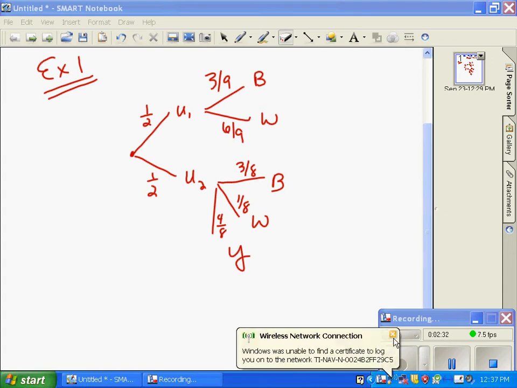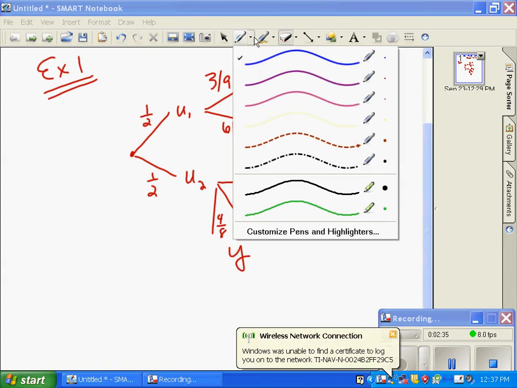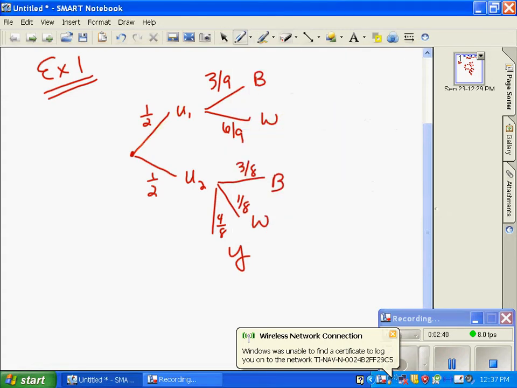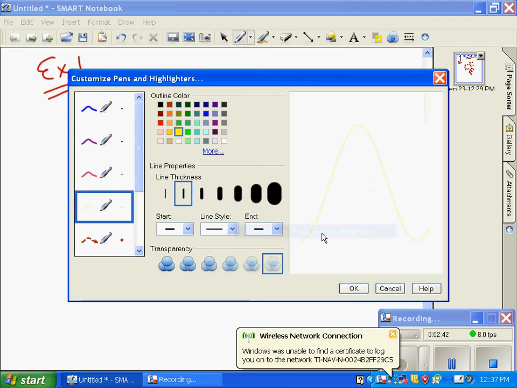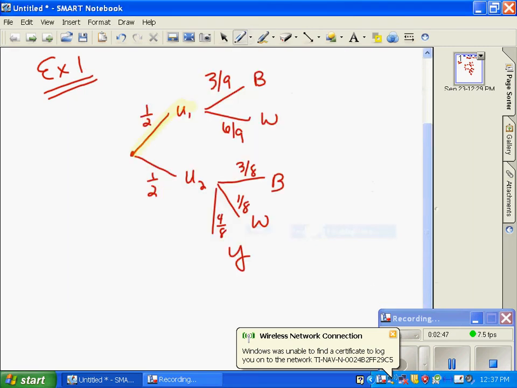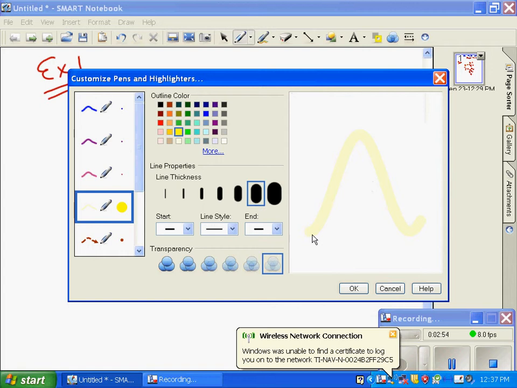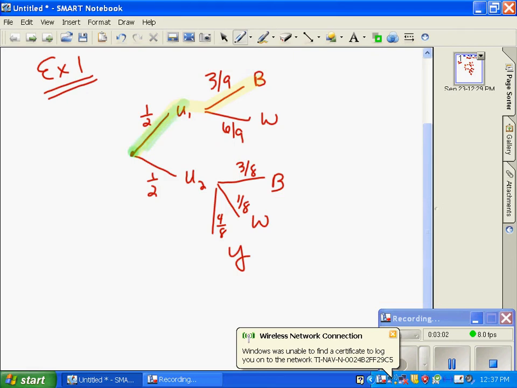So if I look here, let's decide how many ways can we get a black marble. So if I go this route, that's not very thick. Let me go to a highlighter. Maybe green. Try the green one. Yeah, that works. There's a black marble in the end, and here's a black marble in the end.